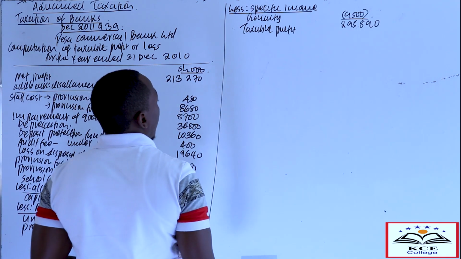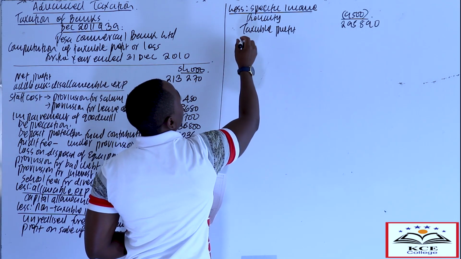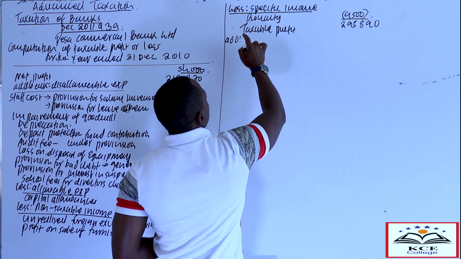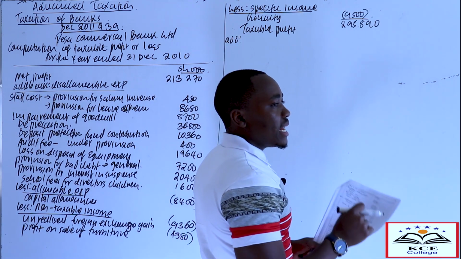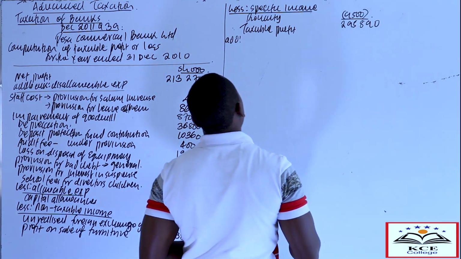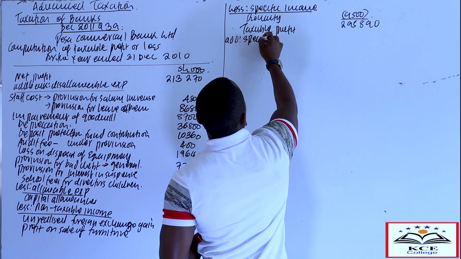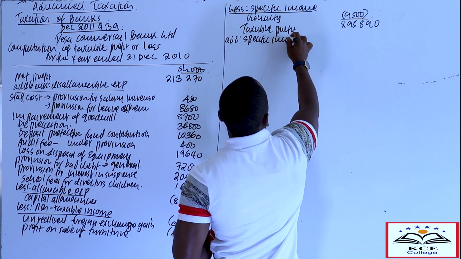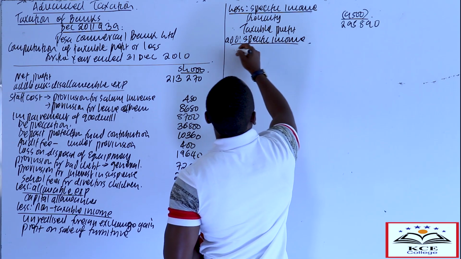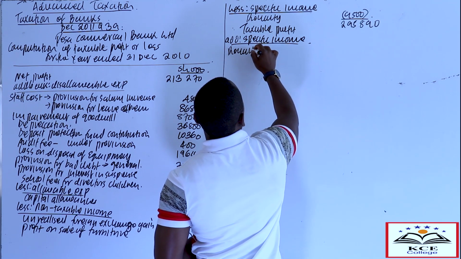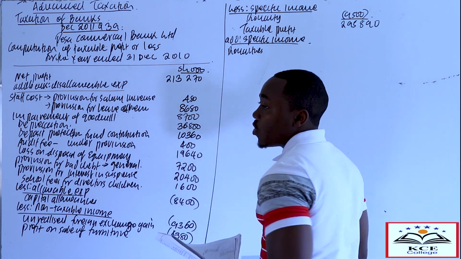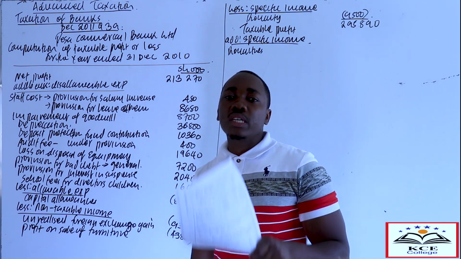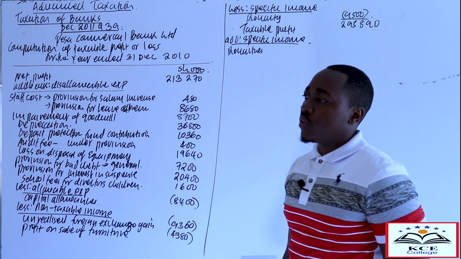Then once you have that, now you can also add back these specified sources of income. You said that specified sources of income, they are income which are taxable. It's only that they are specified. You add specific income, of which we had royalties. But in this case, we are told that royalties were net of withholding tax.